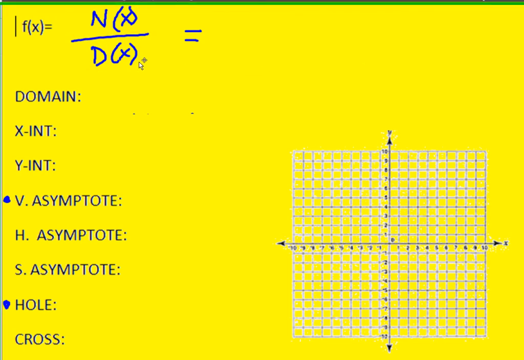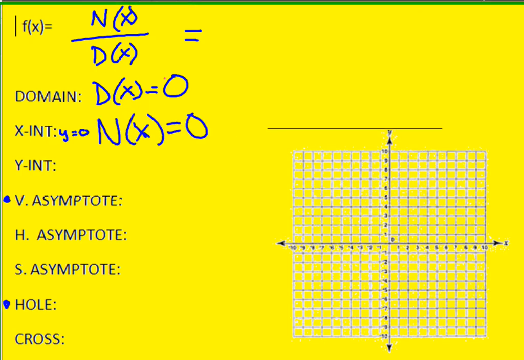What we're going to first look at is, well, how do we find domain? Well, domain for a fraction, you have issues with a domain when the denominator equals 0. So that's where we have our possible domain errors. X-intercepts happen when the entire function is equal to 0, meaning that y is equal to 0. So if y is equal to 0, that means that this whole fraction is equal to 0. That means the numerator must be equal to 0. Y-intercepts from Algebra 1 are when x equals 0. So literally all you have to do is plug 0 in for all x's, and you will get a y-intercept.